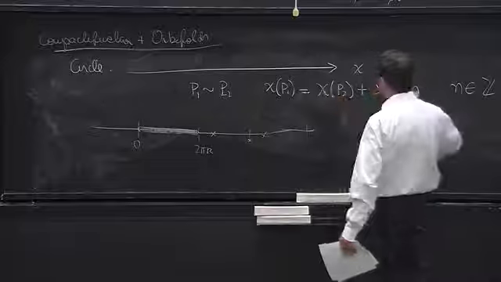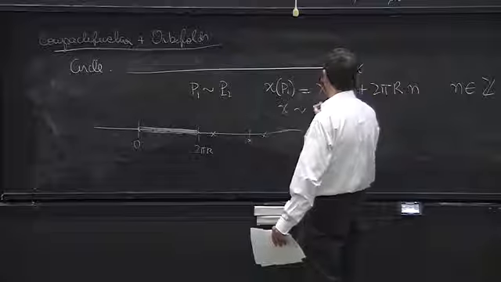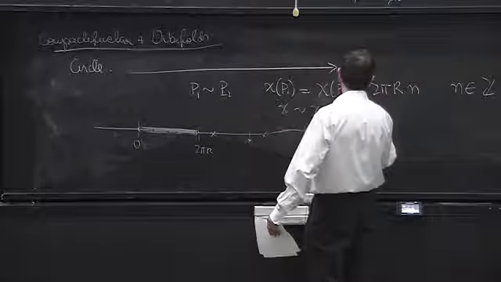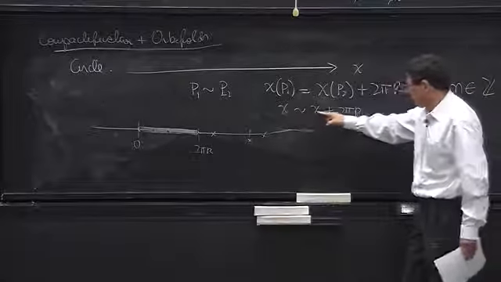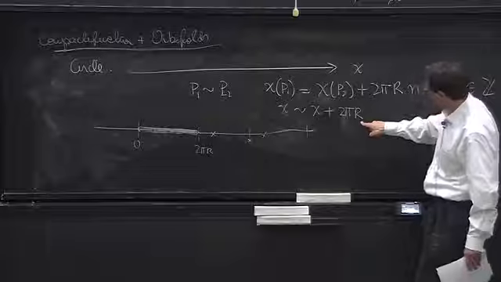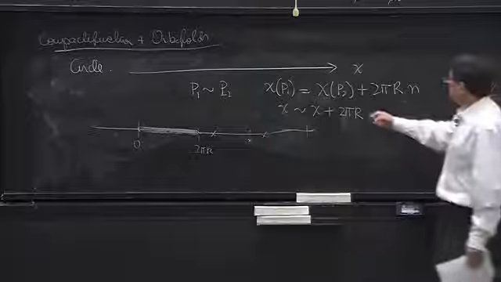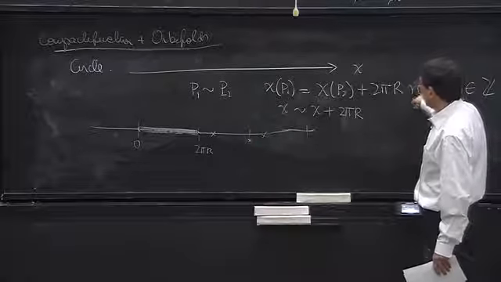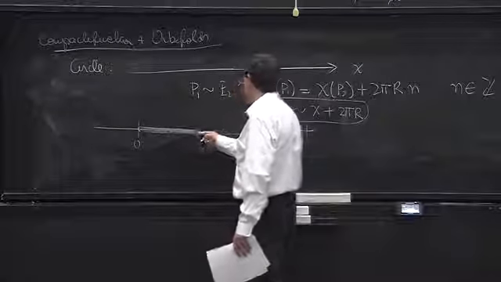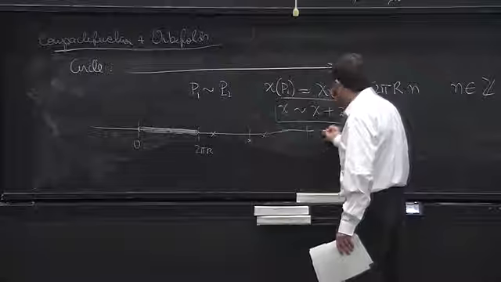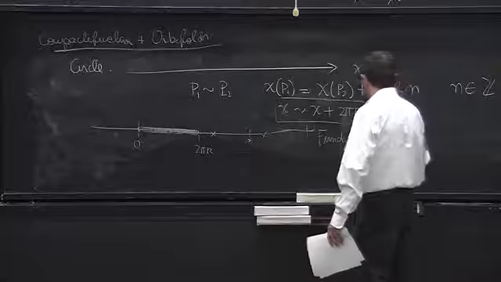Now, this identification, to save language, people write it as x similar to x plus 2 pi r. They don't even write the n, because if x is equivalent to x plus 2 pi r, then the second x is equivalent to another x plus 2 pi r, and you can do this ad infinitum. So even that n is not necessary. So this is the identification. And here you have something that is called the fundamental domain.